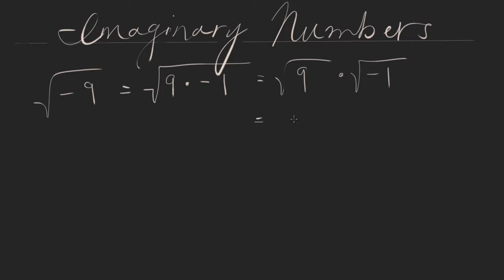So to simplify further, the square root of 9 is 3. Kind of a perfectionist with these numbers. The square root of 9 is 3, and the square root of -1 is i. So our answer is just 3i.